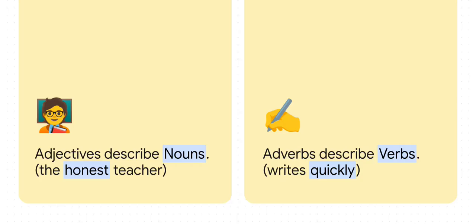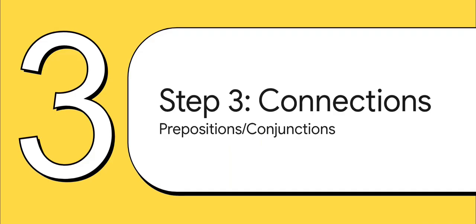Okay, this is a spot where a lot of people get tangled up, but the difference is actually super simple. Just remember this. Adjectives describe the noun: the honest teacher. Adverbs describe the verb: writes quickly. If you can nail that difference, you are way ahead of the game. So, our sentence is looking pretty good. It's got a subject, an action, and some nice details.